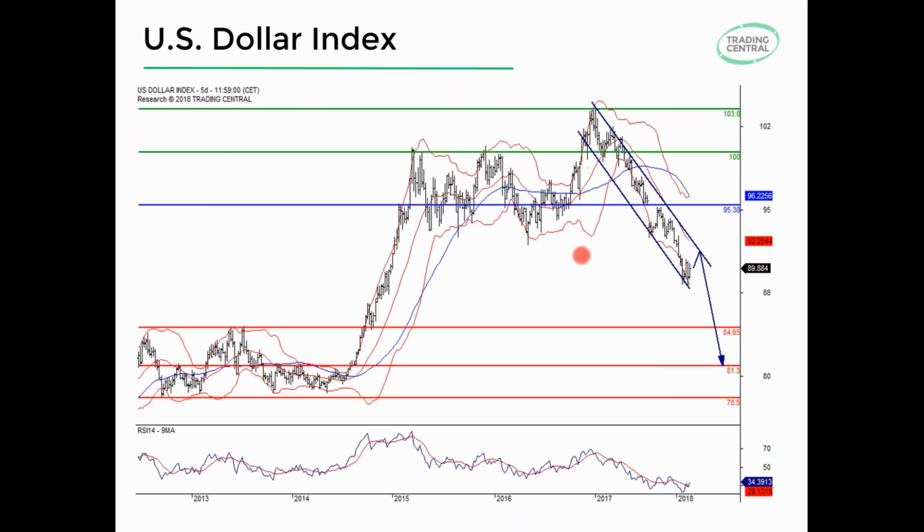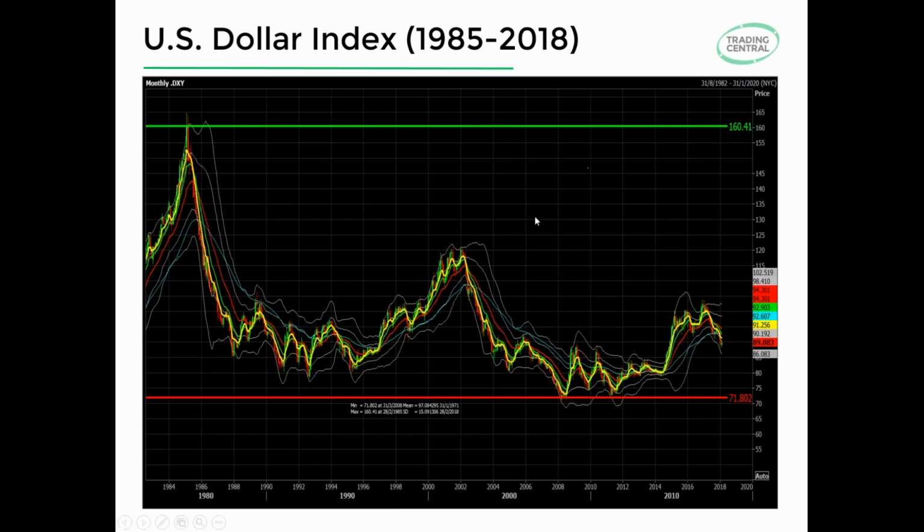All right. Now, I'll give you another chart, the US dollar index. It is a monthly chart, just one monthly chart in this webinar. I want to show you in perspective how high the US dollar index can go and how low it can go. Okay, in 1985, the US dollar index was at 160, 1985, okay, 32 years ago. And it reached its lowest point, 71, in 2008. Okay, so I hope you have a perspective on how it will run.